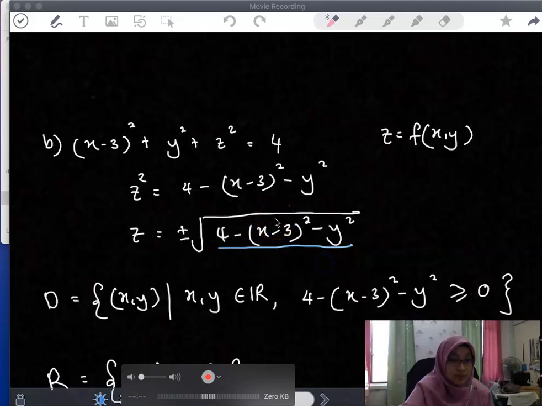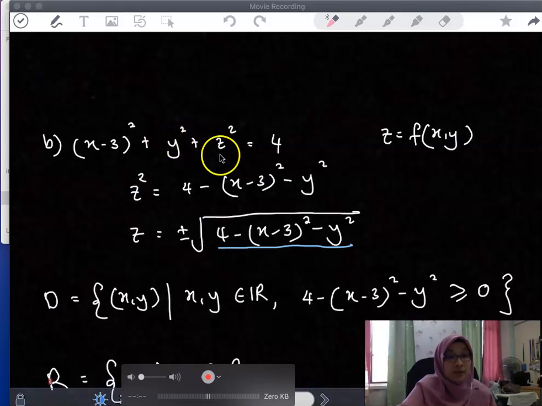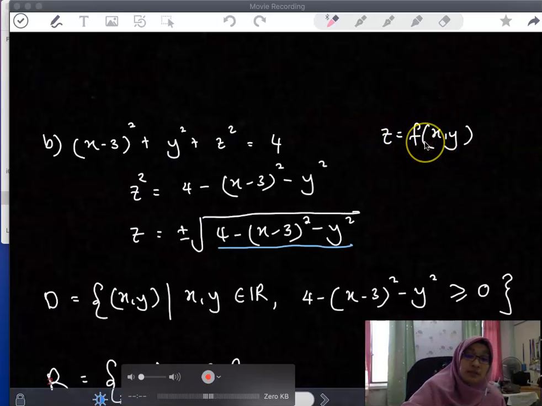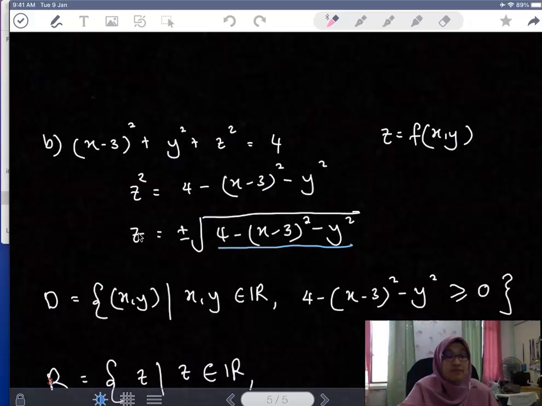Okay, so now we want to look at the domain and range for the second sphere that we have sketched before, where we have a sphere with radius 2 and shifted so that the center is now at (3, 0, 0). Now we have to rewrite the original expression in this form to get the domain and the range. You have to rearrange it and make z just on the left hand side.